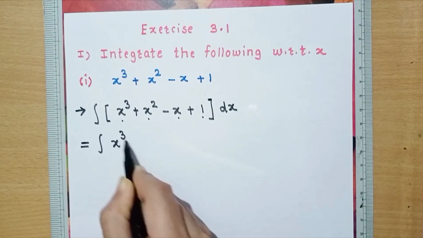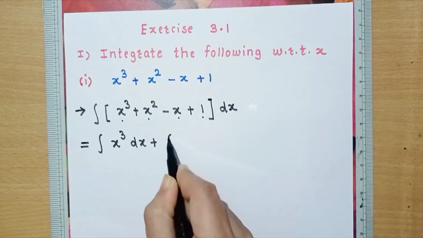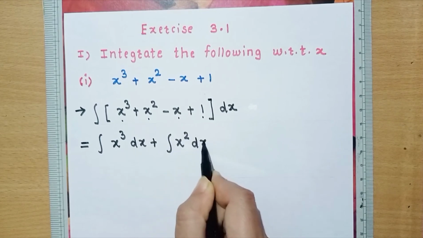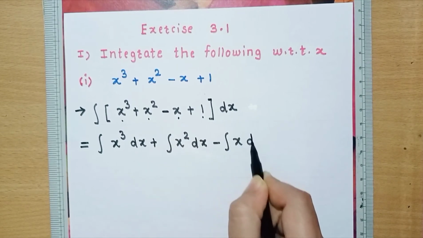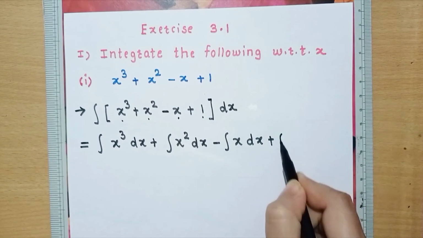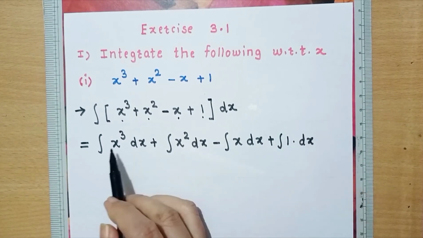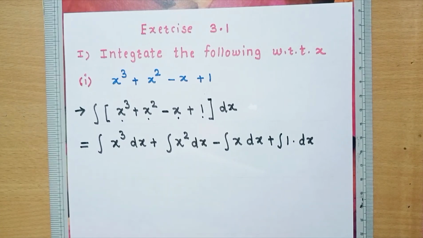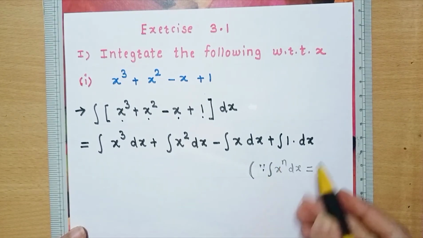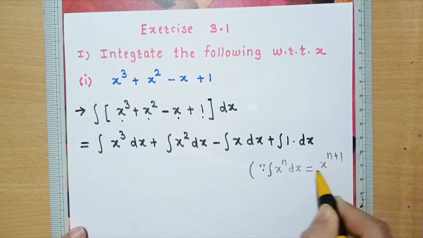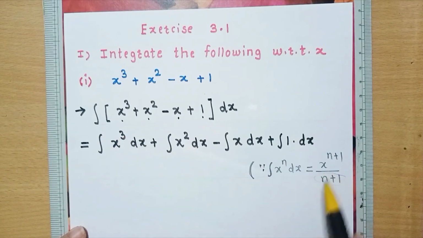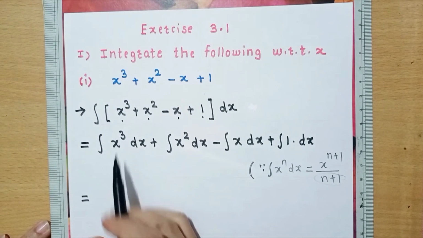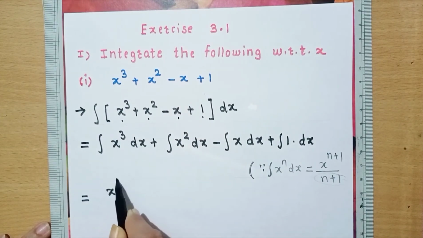So integration x cube dx, then second term integration x square dx, then the third term has a minus sign, so here minus integration x dx, and then the last one integration of 1 dx. Here we will use the x raised to n formula. We know integration of x raised to n is x raised to n plus 1 upon n plus 1. So every time we add 1 and divide by the same number. So its answer is x raised to 4, divided by the same number 4.